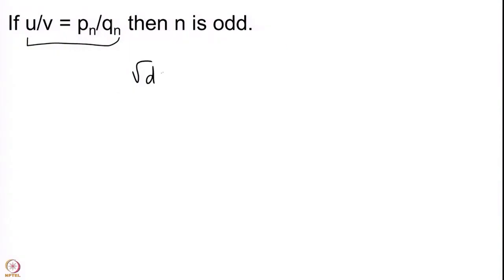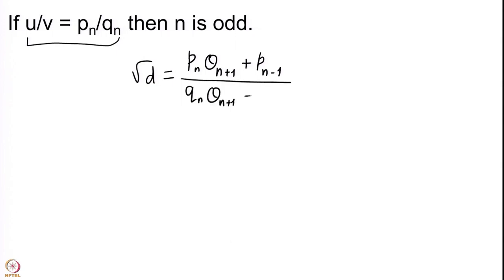Why is this? This is because we will write root d to be Pn theta n plus 1 plus Pn minus 1 upon Qn theta n plus 1 plus Qn minus 1. This is a formula which we have already derived. Here thetas are the complete quotients, and now we look at Qn root d minus Pn. We simply multiply throughout this expression by Qn and subtract Pn from this. This is also something that we have done in one of the last lectures.